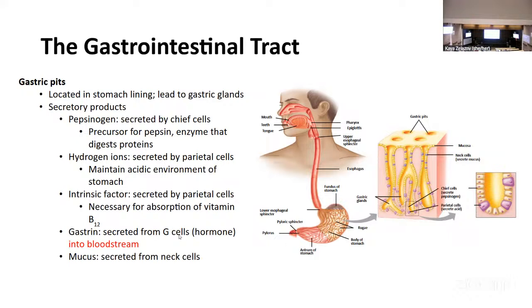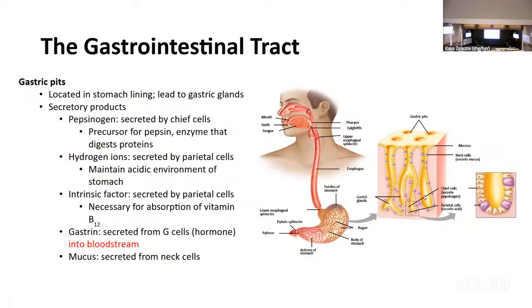We don't have our G cells pictured on this image from our textbook, but they are also important. They secrete something called gastrin. So gastrin is a hormone. So gastrin is going to get into the bloodstream, and this is going to be sending signals up to your brain and kind of throughout your body, telling you about the function of the stomach and what it's doing.